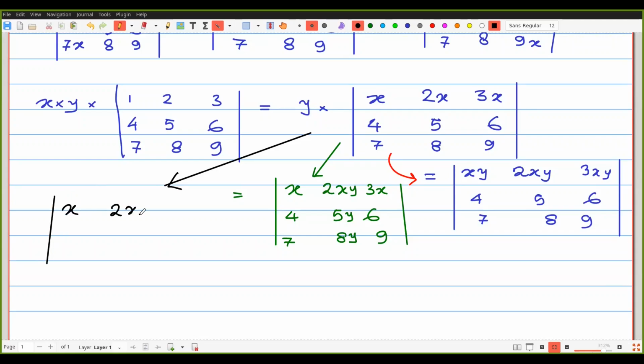X, 2x, 3x, 4x, 4, 5, 6, 7, 8, 9. And after that, I am multiplying y with the second row. So there may be different types of cases, but always we have to remember, whatever scalar we are multiplying, that must be with only one row or one column.